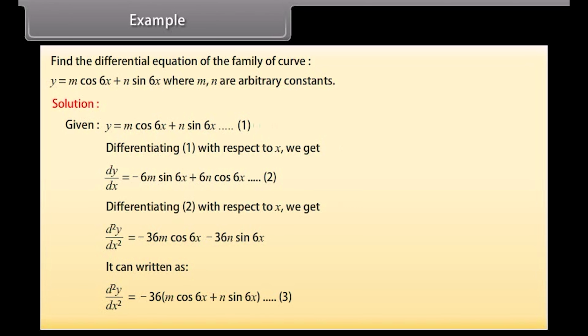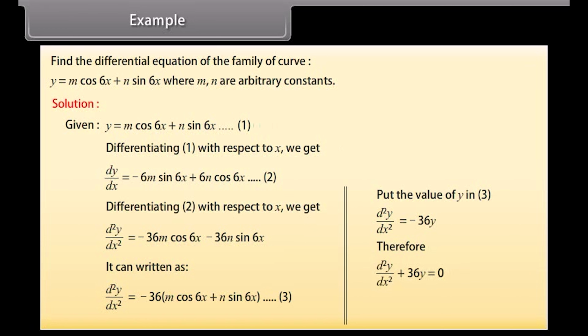Mark it as 3. Put the value of y in equation 3, we get d2y by dx square equals minus 36y. Therefore, d2y by dx square plus 36y equals 0. This is the required differential equation.